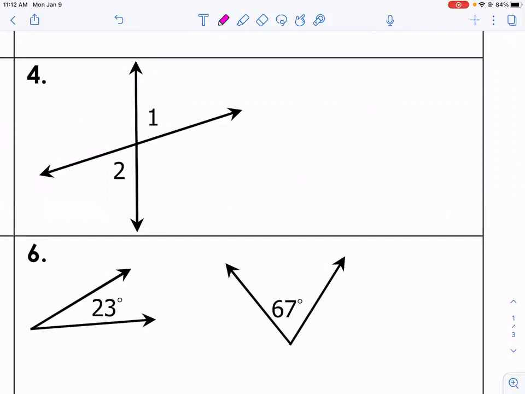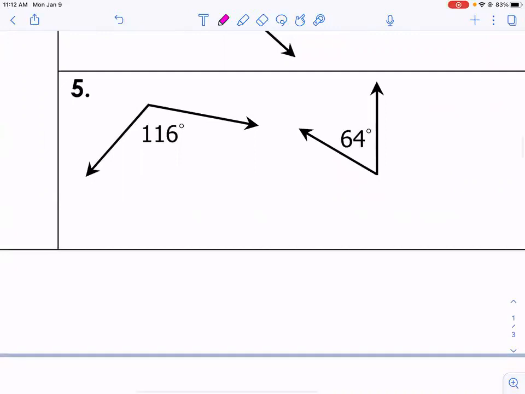All right, Trent, do you have an idea about number 4? These are vertical angles. Okay, these are vertical angles and nothing more.